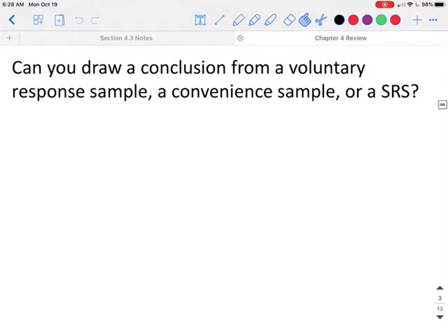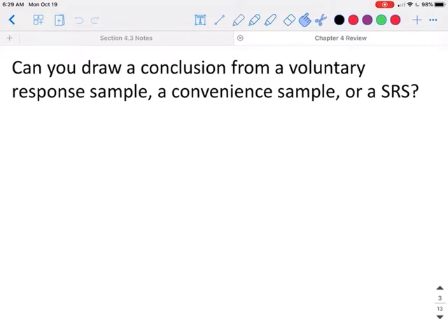Can you draw a conclusion about a voluntary response sample, a convenience sample, or a simple random sample? The process of drawing conclusions about a population on the basis of the sample data is called inference because we infer information about the population from what we know about the sample. Inference from convenient samples or voluntary response samples would be misleading because these methods of choosing samples are biased. Inference can only be made based on a simple random sample.